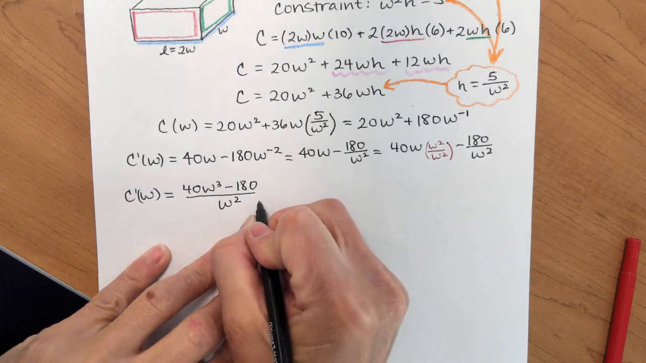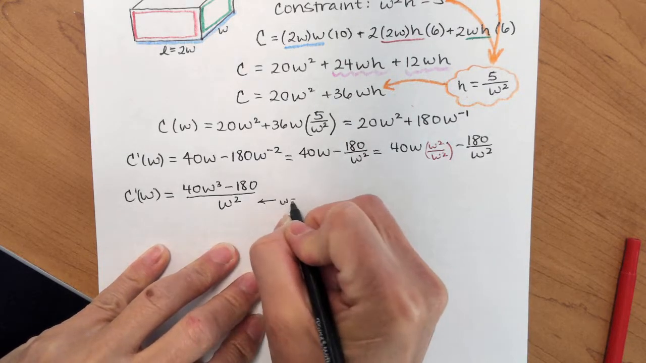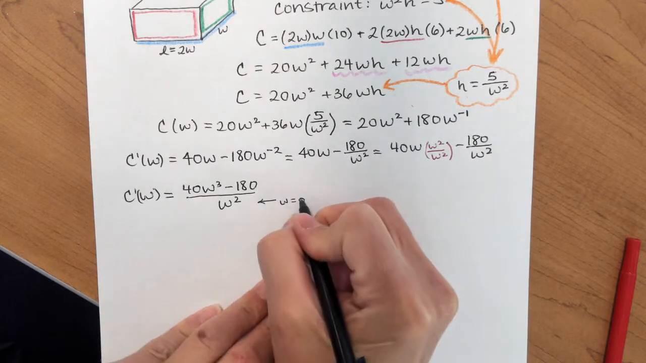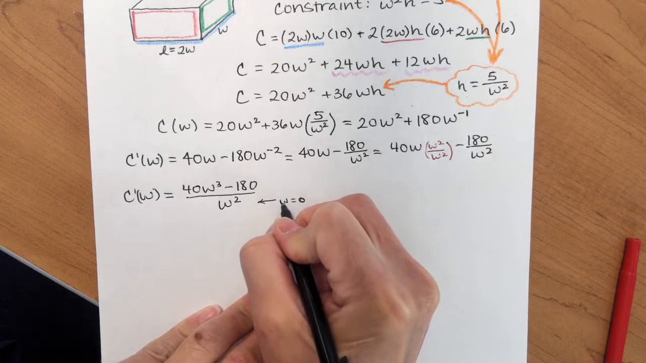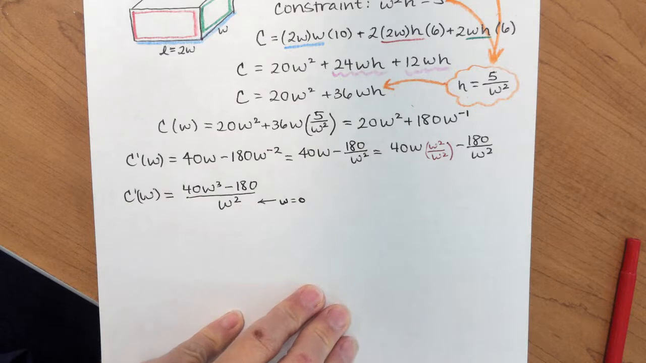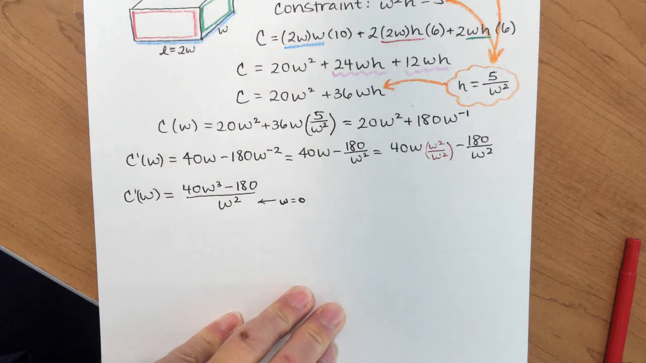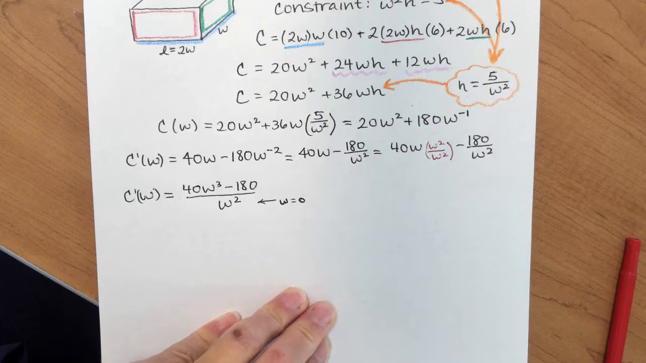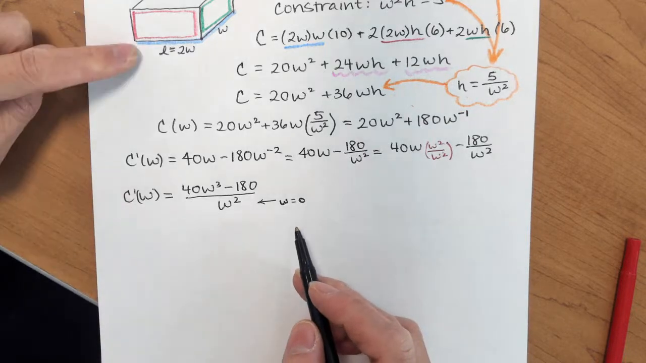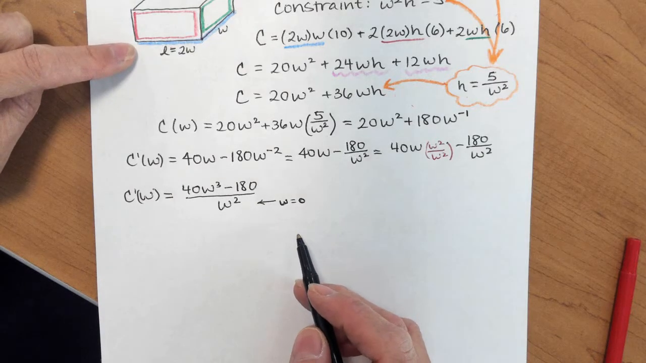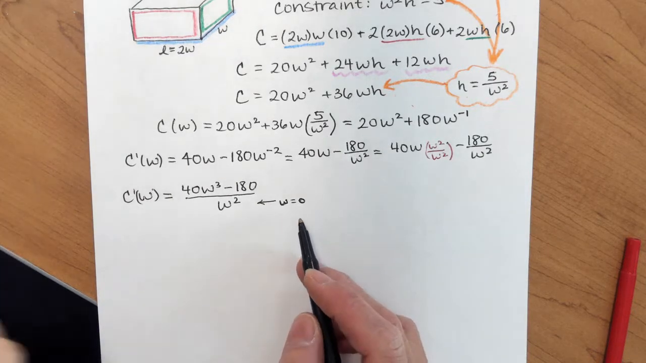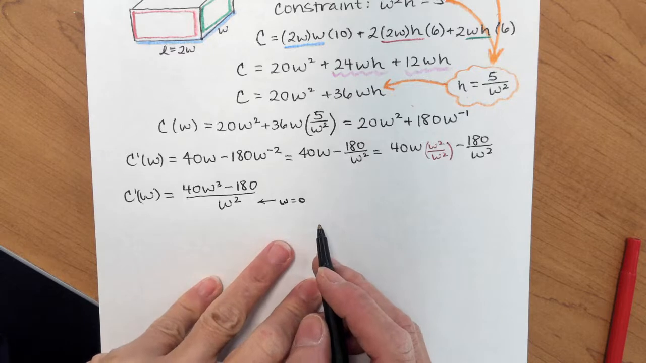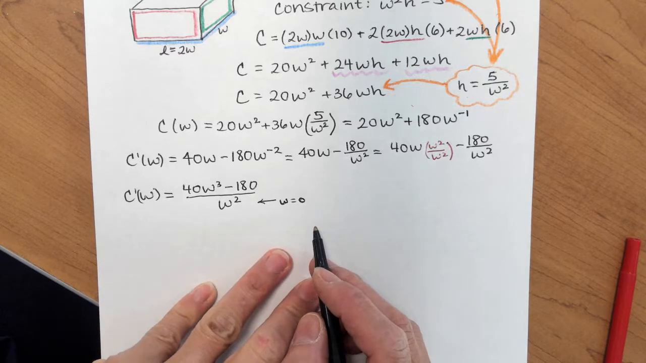From the bottom, I get W equals 0. When W equals 0, my cost derivative is undefined, so that's a critical value of the cost function. However, W can't equal 0. In the context of this problem, if W is 0, we won't have a base. So W is not in the domain of this problem.